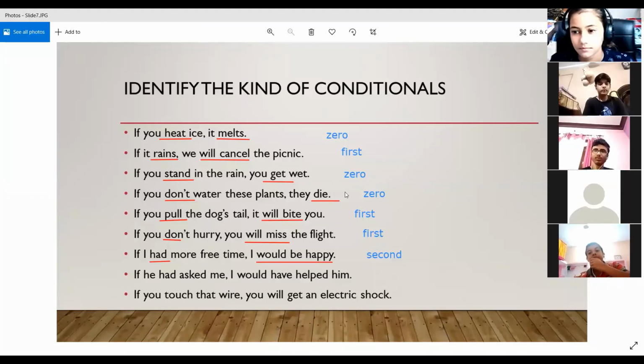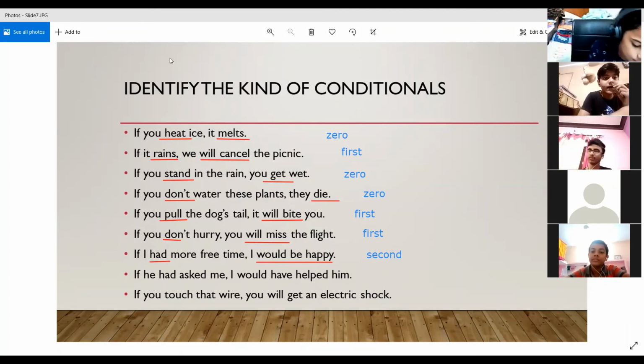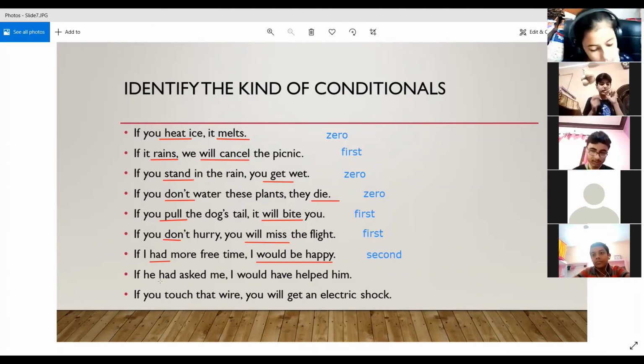Yes, Hassan. Sir, it is the third conditional sentence. And, sir, it is third conditional because in the if clause had has been used, and in the main clause it is used: I would have helped.